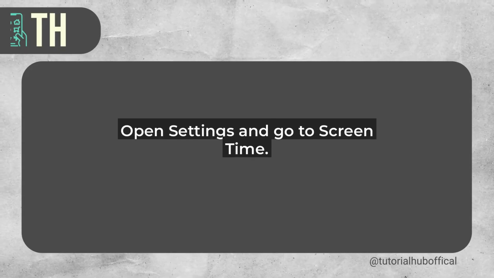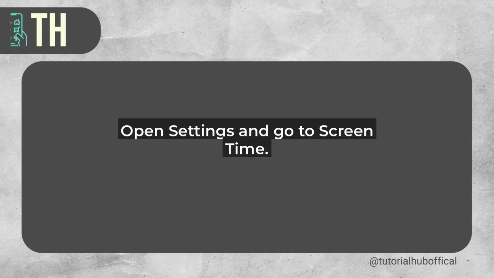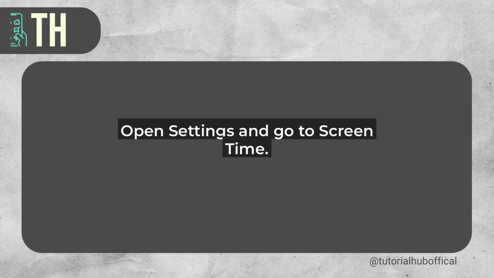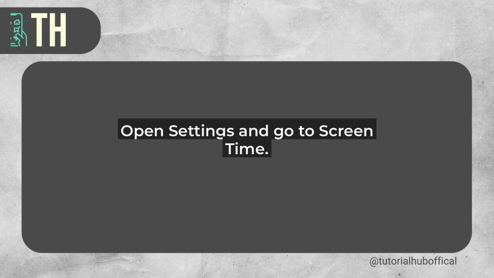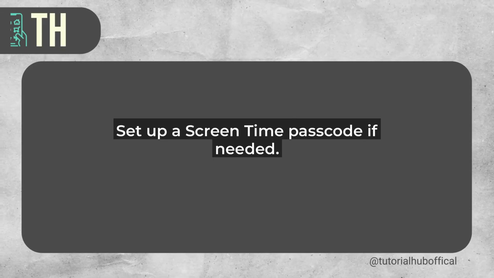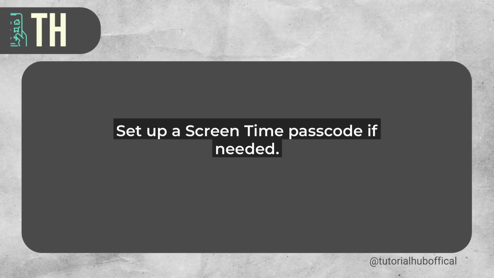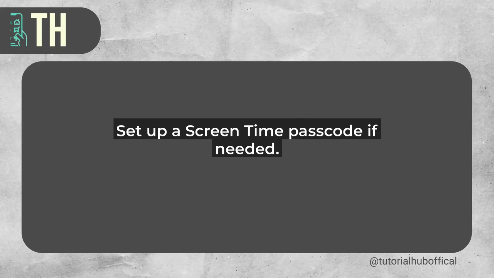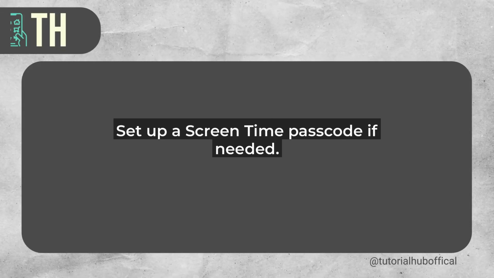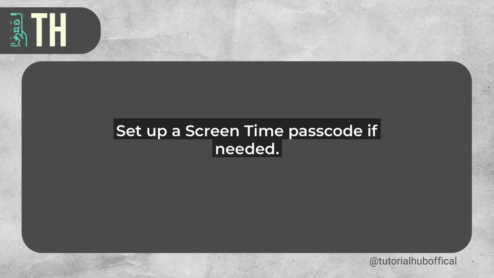First things first, make sure your iPhone is updated to the latest iOS version for 2025. This ensures you have all the newest privacy tools. To begin, unlock your iPhone and open the Settings app. It's that gray gear icon on your home screen. Once you're in Settings, scroll down and tap on Screen Time. This is your go-to spot for managing app and web usage.